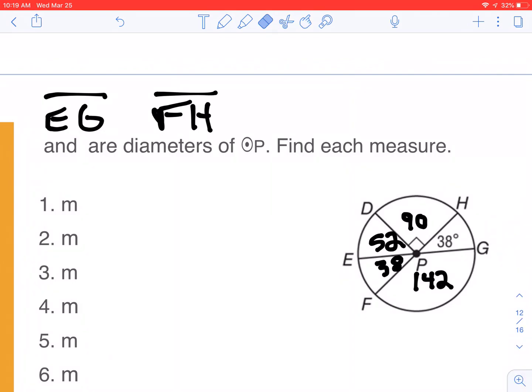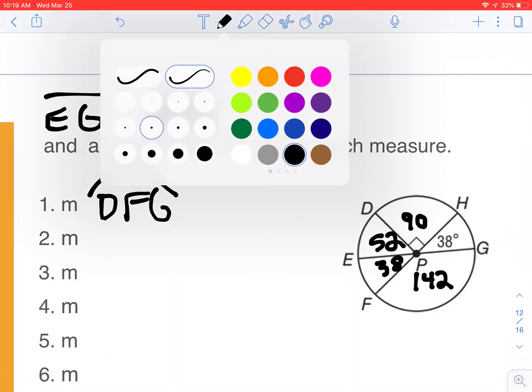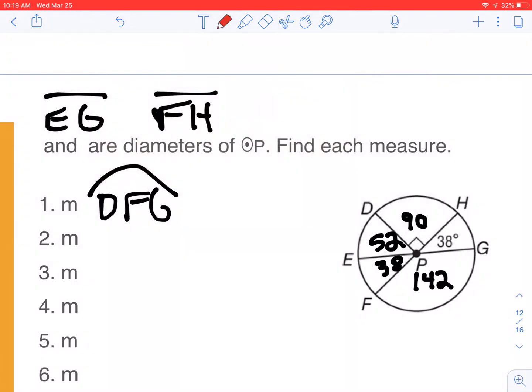Just for fun, I'm going to erase this math problem over here. Let's find the measure of arc DFG. So if we have DFG, we have to go in order of what that says. DFG, we can see it's greater than half, so that's going to be a major arc.